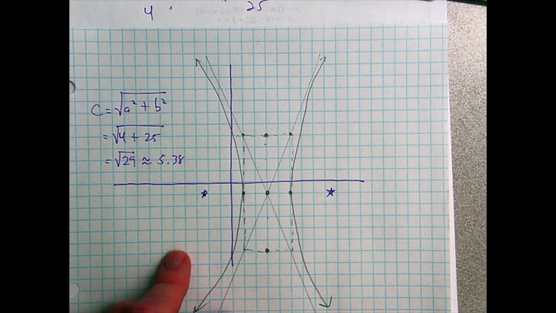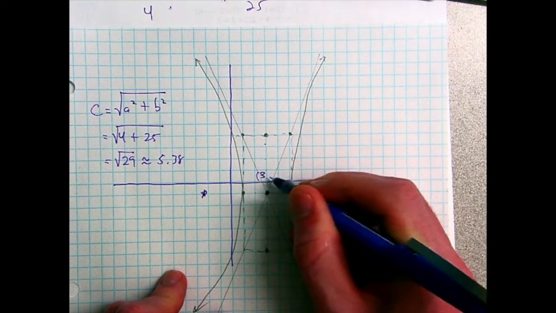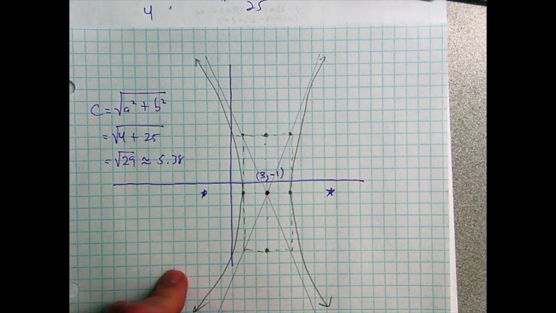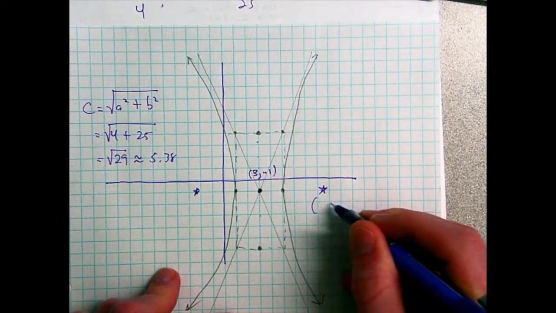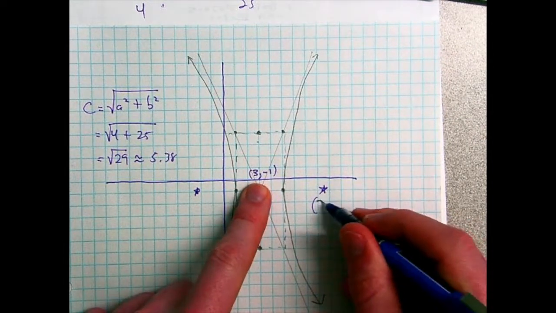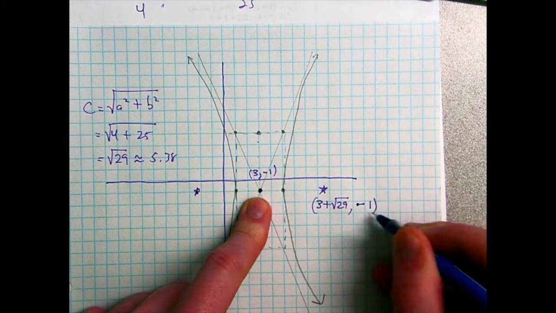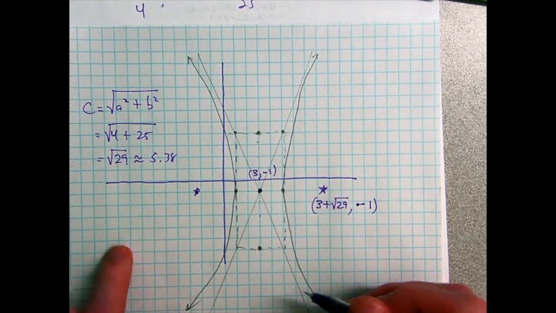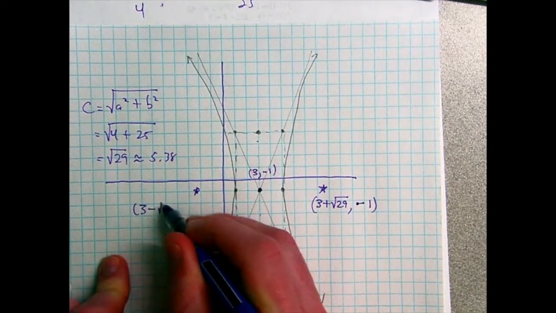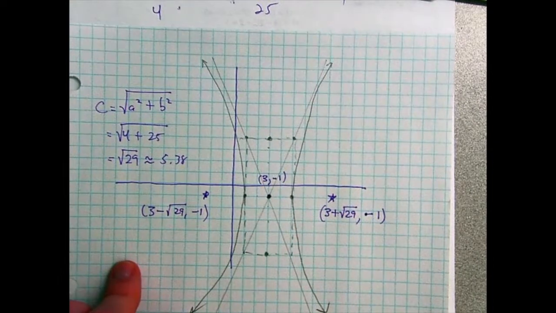Okay? If you want to write down the coordinates of those points, they would technically be what? Well, the coordinates of the center were, of course, 3, negative 1. So the coordinates of this point will be, it's root 29 units to the right of 3. So 3 plus root 29. The y-coordinate is the same as the center, so it's still negative 1. And then this focus over here would be 3 minus root 29, negative 1. Okay, so those are the exact coordinates of the foci. And there's just one more thing I want to do with this example.